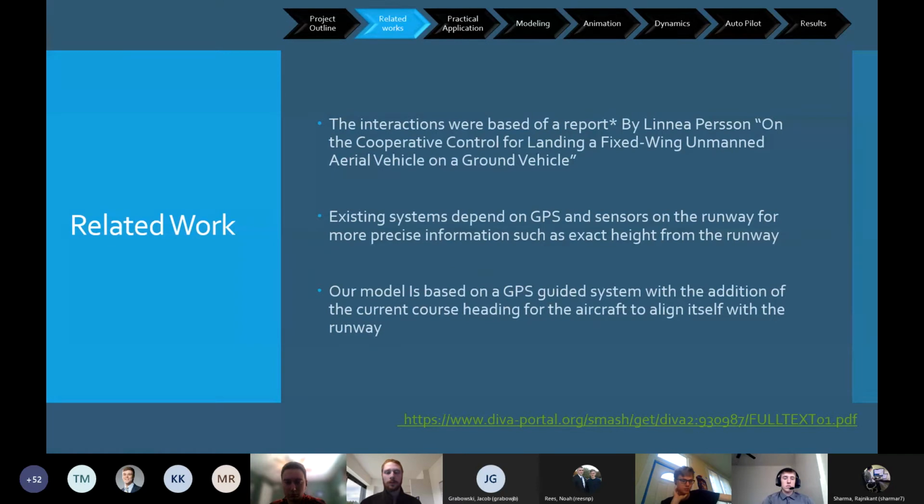The related work we basically based a lot of our work on was a report on the cooperative control for landing a fixed-wing unmanned aerial vehicle on a ground vehicle. We just replaced the ground vehicle with an aircraft carrier. Existing systems depend on GPS and sensors on the runway for more precise information, such as exact height from the runway. And our model is supposed to simulate a GPS-guided system with the addition of the current course setting for both the aircraft and the carrier, so that the aircraft can align itself with the runway.